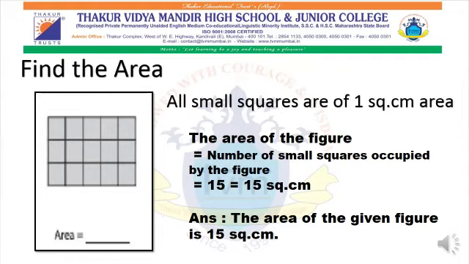Yes, we'll take the example of this figure. All the small squares are of 1 square centimeter area. Here the scale is already given that we need to count the small squares occupied by the figure. The area of the figure is equal to number of small squares occupied by the figure. Here, after counting the number of small squares, I got 15. It means the area covered by this figure is 15 square centimeter.